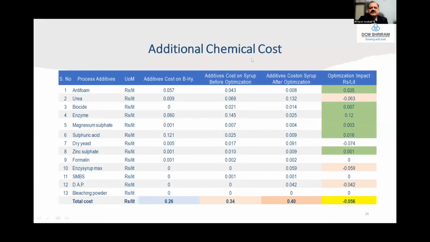This is a simple calculation of the cost of chemicals, what additional chemicals we used with the application of this syrup. The cost was around 5 to 6 paisa higher compared with the B heavy.